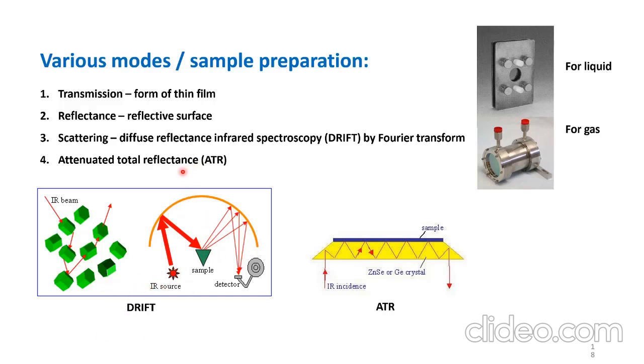And then we have attenuated total reflectance, ATR. This is basically used for checking the surface properties. So we have a crystal here, it can be diamond or ZnSe or gallium crystal, and the IR radiation is passed in such a way that the total internal reflection will occur. So the angle should be such that the total internal reflection occurs in between this crystal.